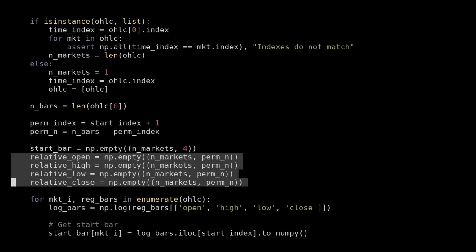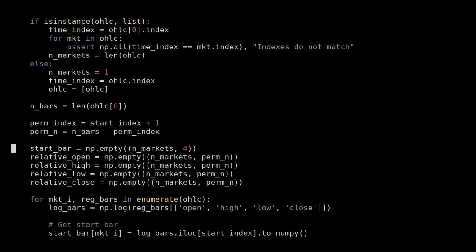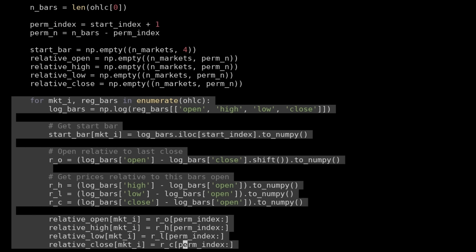Then we allocate space to store relative prices for each market in bar, and the first bar of each market. The first bar will be unchanged. It has a size of 4 to handle the open, high, low, and close price. Now we compute prices on each bar relative to that bar's open.